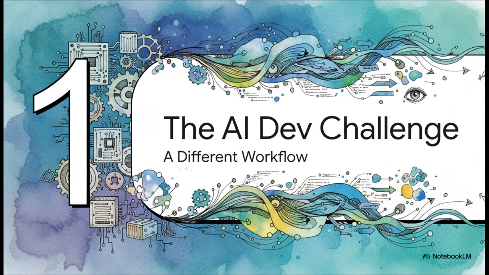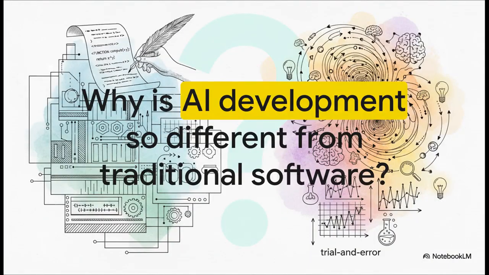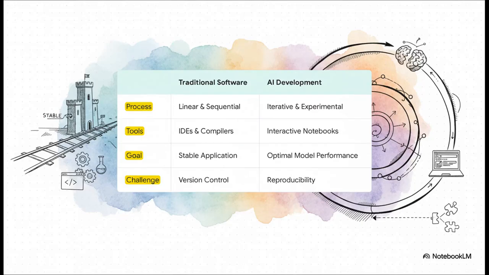The first thing you absolutely have to understand is that building AI is not just another flavor of software engineering. It is a fundamentally different kind of workflow. So what makes it so different? Well, think about it. Traditional software is usually about writing code to execute a predictable, well-defined task. But AI development, that's all about discovery. It's this intense, messy, trial-and-error process where you're constantly experimenting to see what works. And this chart just lays it out perfectly. You see, traditional software development is linear. AI is this constant loop of experimentation.